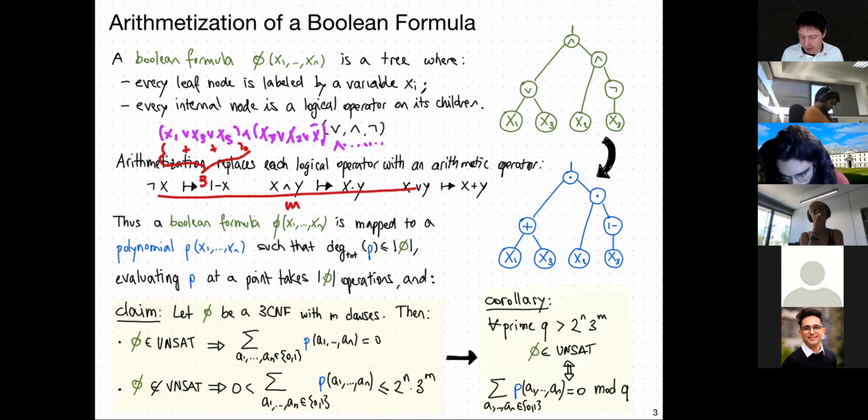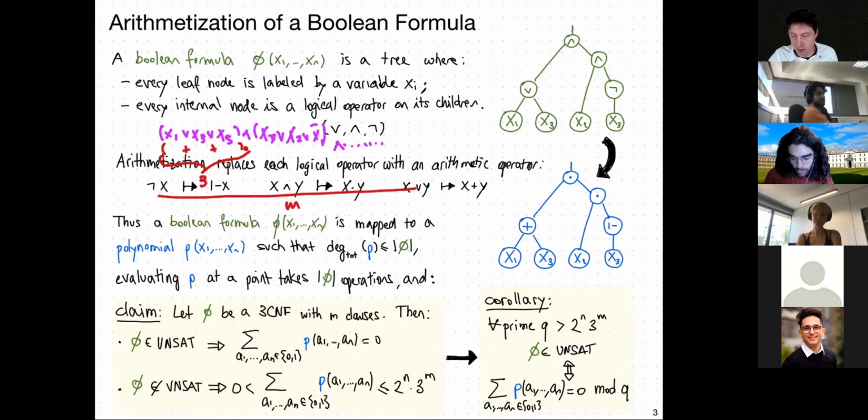Now, what we learned from this is that we can fix a prime q to be greater than, or at least if we use the strictly less than suggested by Felipe, a prime large enough such that the formula is unsatisfiable if and only if the sum of this polynomial over the so-called Boolean hypercube is 0 modulo q. So I pick the prime large enough so that there are no overflows, and I'm precisely capturing when it is 0.